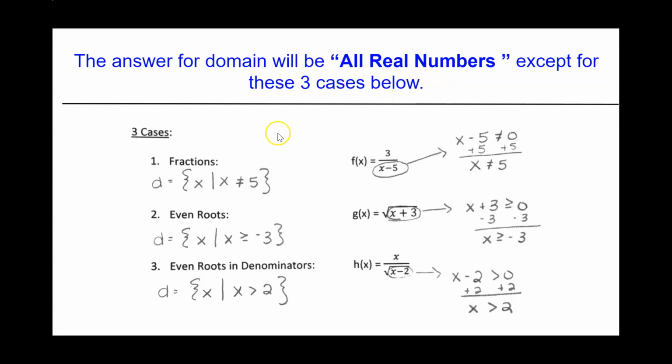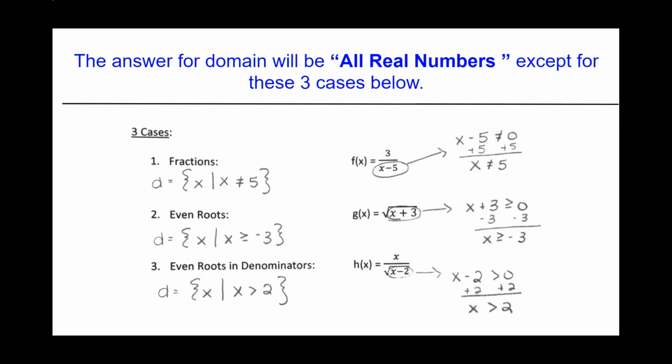So you look at your equation, any equation that's given to you. If you don't see a fraction, a square root, or a fraction and a square root together, the answer you can write down is all real numbers. All real numbers are indicated by negative infinity to positive infinity, meaning pretty much all the numbers.